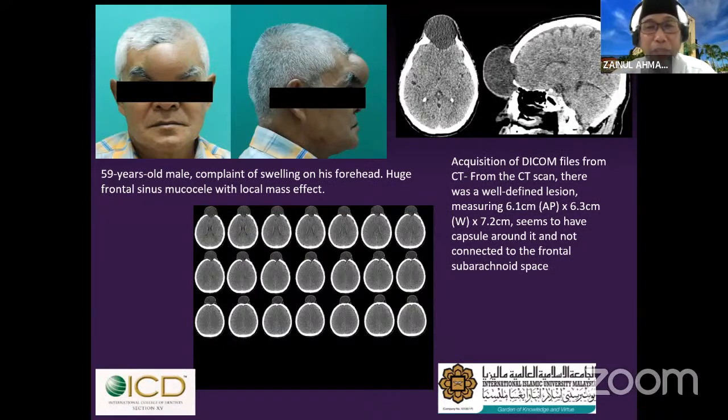This is another case I would like to present to you with regards to the applications of 3D printing and radiology, especially a 59-year-old male patient complaining of swelling on his forehead. I think the swelling was there for many years. This is how patients hesitate to come for medical treatment, but in the end he came. You can see this is a frontal sinus mucocele, and the diagnosis is a herniation of brain tissue.